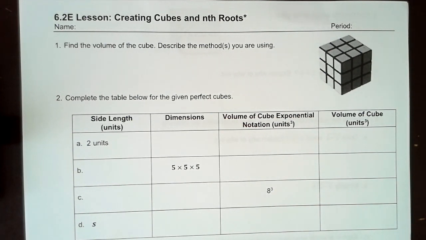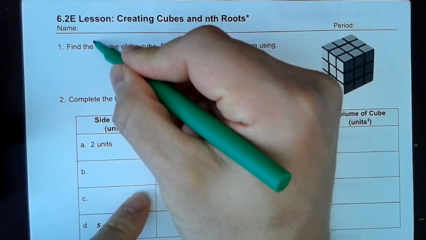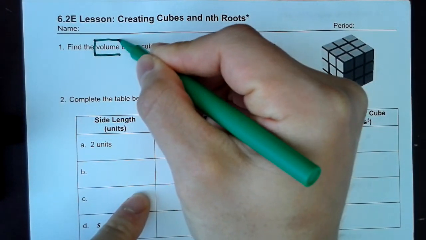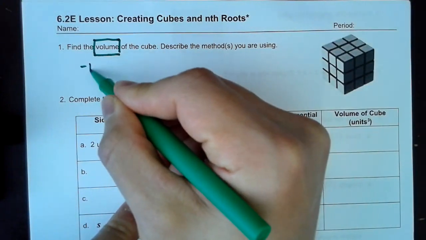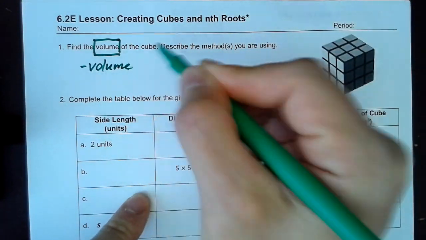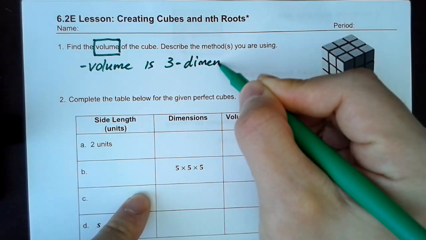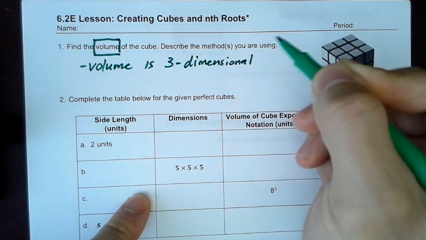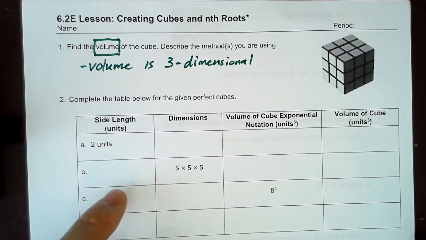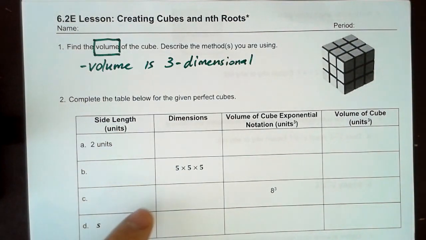It says find the volume of the cube. Describe the method that you are using. Okay. So the most important thing we realize is volume is three-dimensional. And since volume is three-dimensional, you basically have to multiply three of the dimensions, right?